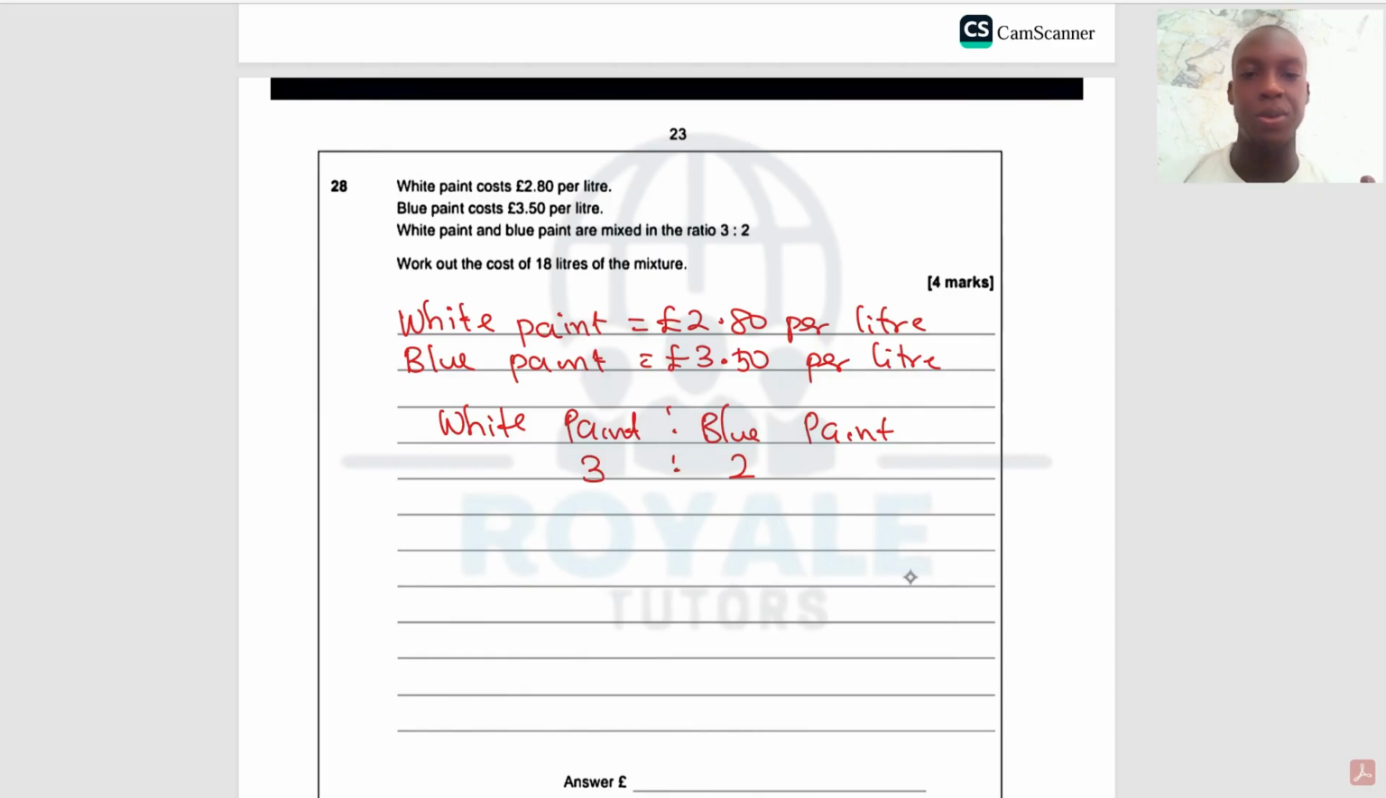So what do we need to do? First off, you get the total ratio now. The total ratio is gotten by adding the ratios together. That's going to be 3 plus 2, which would of course give us 5. So to get the amount of liters for the white paint, all you have to do is you pick the ratio of the white paint, which is what?